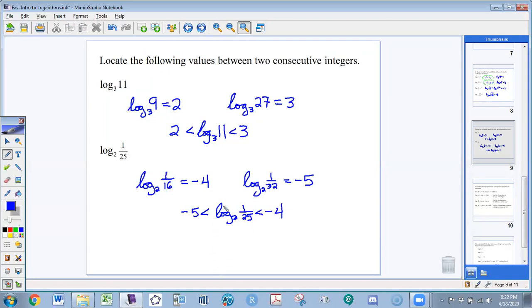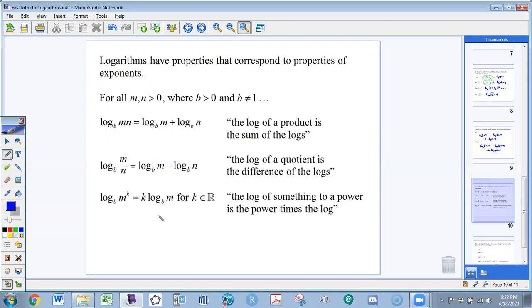Again, this is just getting us some familiarity with these values even when they're not nice numbers. And then finally, the logarithms have properties, and each of these corresponds to properties of exponents.